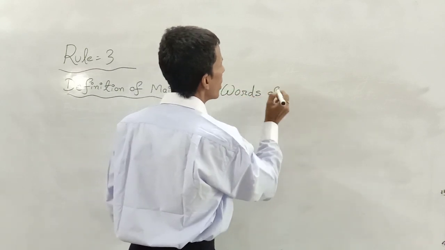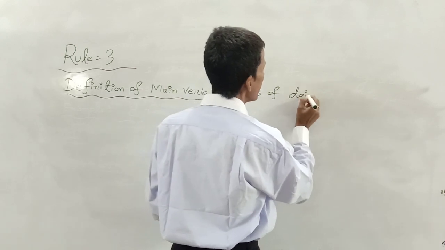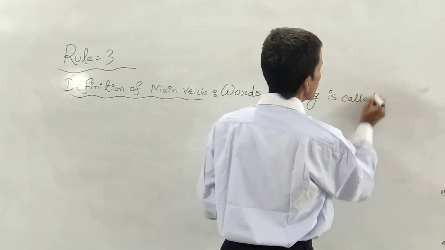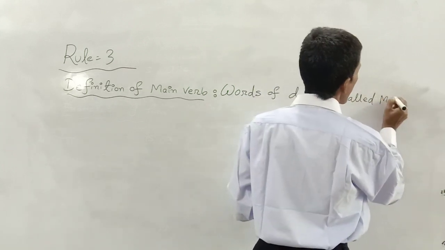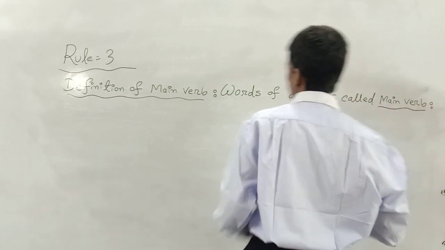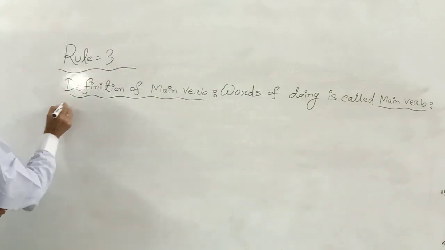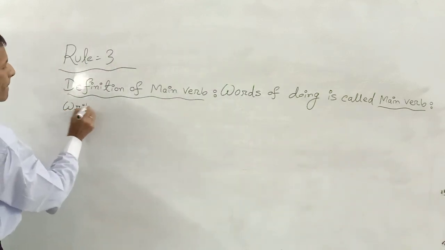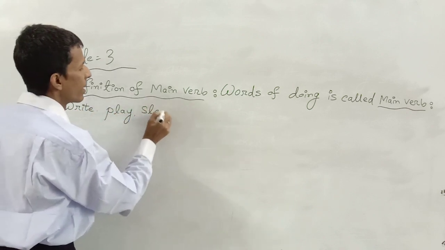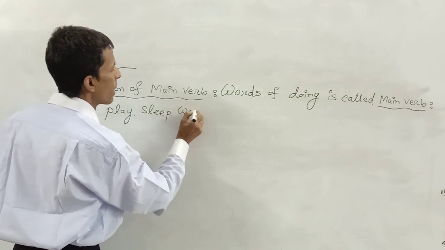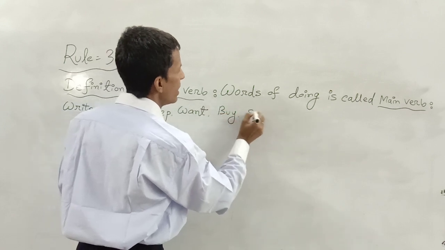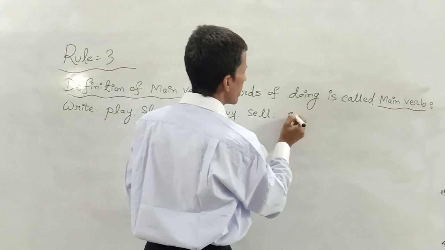Words of doing is called main verb. Like write, play, sleep, want, buy, sell, etc.